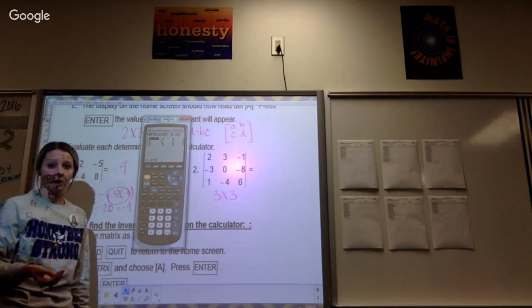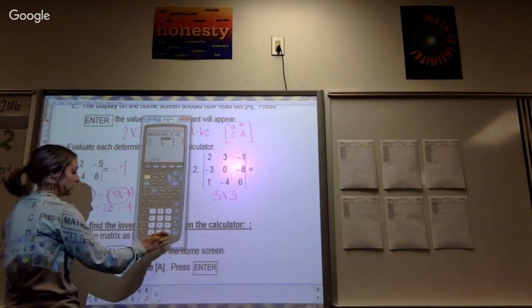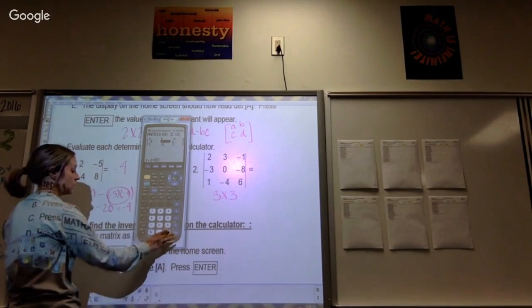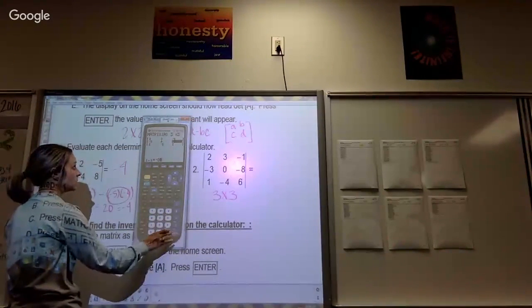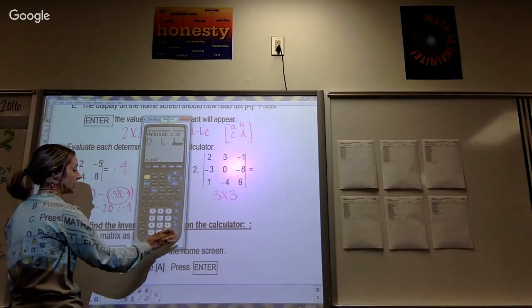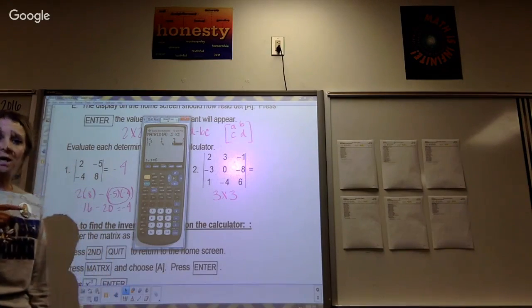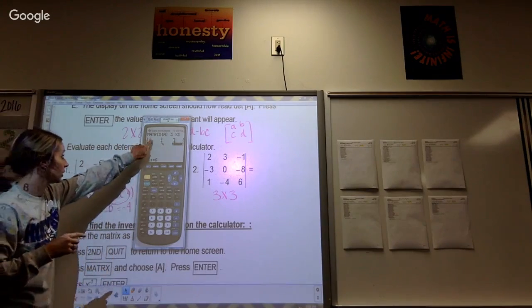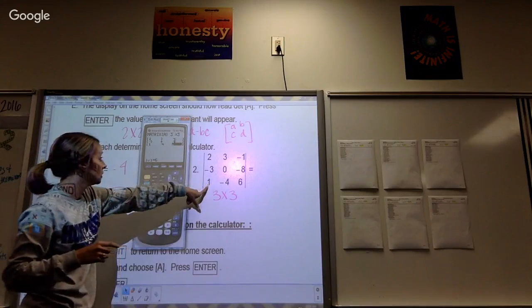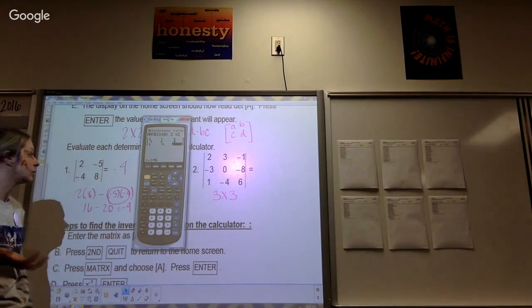And then you're going to type in your elements, which are the numbers inside your matrix. So we have a 2, enter, 3, -1, -3, 0, -8, 1, -4, and 6. Okay, so once you use the calculator, make sure you're checking your elements inside the calculator and make sure they match, since the calculator is doing the work for you. If you mess up on one number, it's going to be wrong.